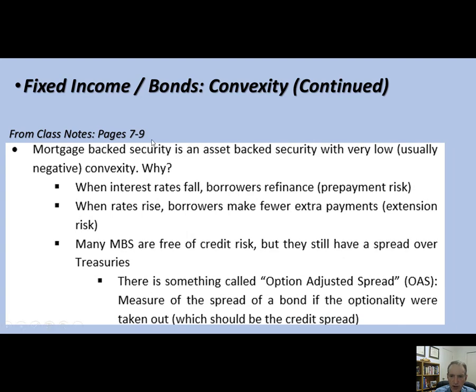So a mortgage-backed security is an asset-backed security with very low convexity. I cannot show you a mortgage-backed security on that website we were just in because it doesn't have mortgage-backed securities built. They're very complex securities. But you remember that 30-year zero coupon bond had a convexity of over 900? Well, mortgage-backed securities can actually have negative convexity.